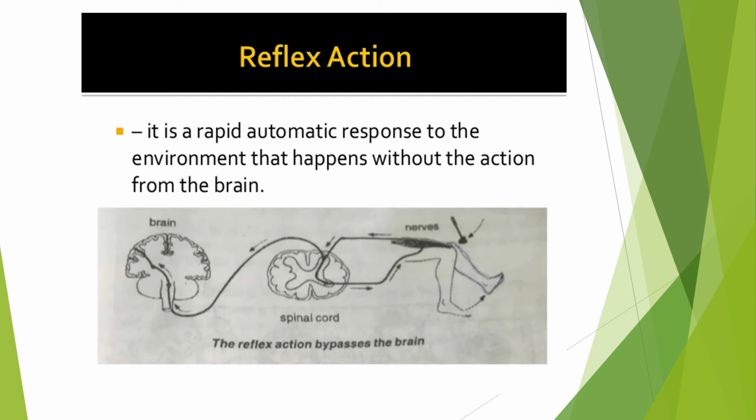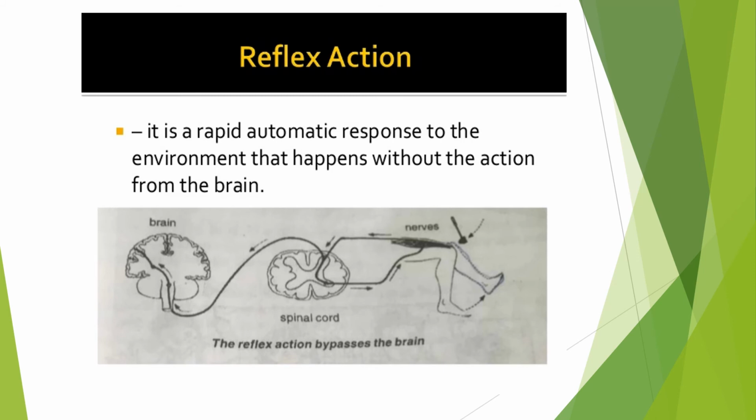Now, what is reflex action? It is a rapid autonomic response, an automatic response to the environment that happens without the action from the brain. As you know, a nerve impulse is transmitted within a fraction of a second. For example, when a person touches your hand, you feel it almost immediately. In response to this stimulus, the central nervous system will send nerve impulses to the muscles, and the muscles will then contract, or you will get away from that person.